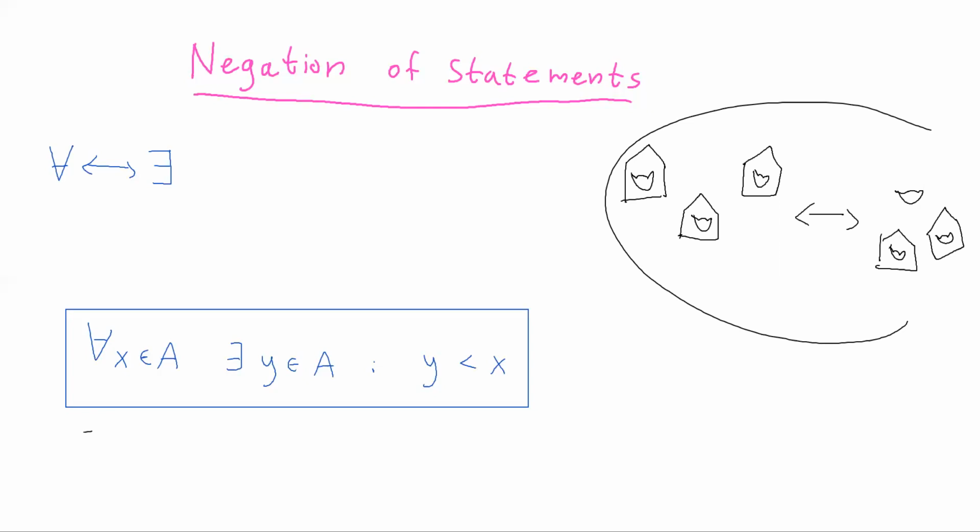So we understand that instead of writing for all, we need to write there exists in order to negate this statement. We write there exists x in A, such that. Then, instead of writing there exists, we write for all. Why instead of writing there exists, we write for all?